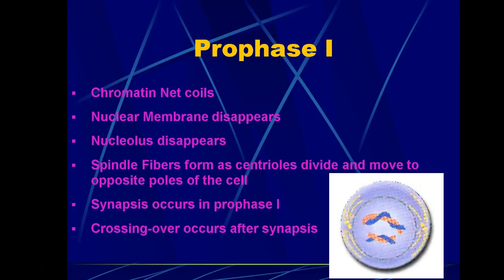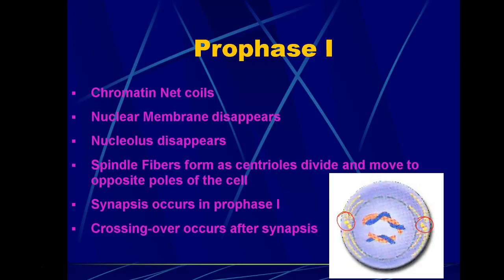So here are those centrioles that have moved to the opposite poles of the cell. Now, big thing that's happening. We said, where is the variety coming from? Well, we see two things on here. It says synapsis occurs in prophase 1, and crossing over occurs immediately following synapsis.